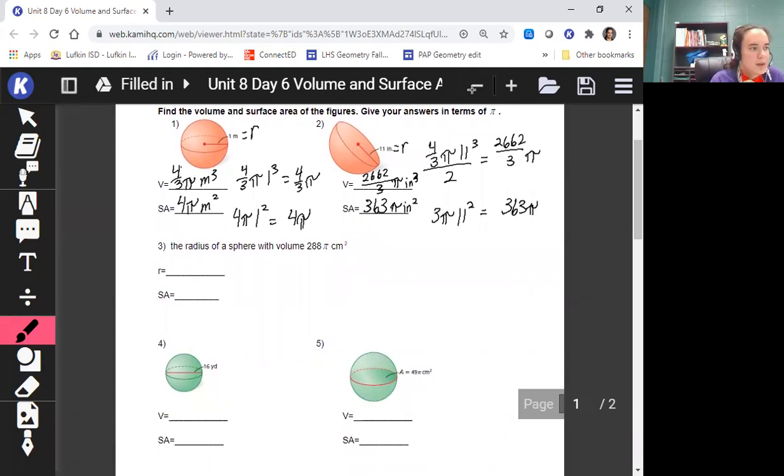The next one, the radius of a sphere with a volume of 288 pi centimeters squared. So we need to set 288 pi equal to the volume to find our radius. So 288 pi equals 4/3 pi r cubed. So we're going to multiply by 3/4 on both sides.